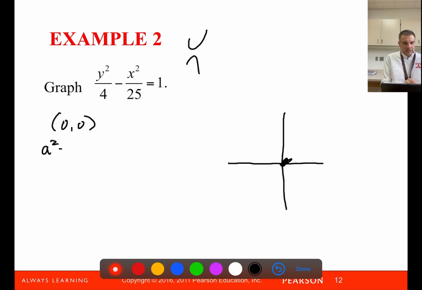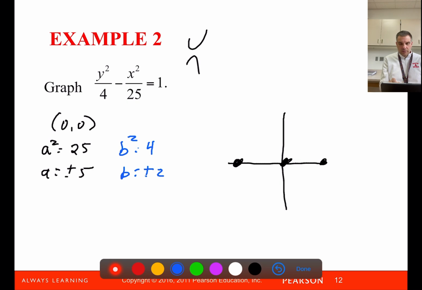A squared is equal to 4, or a squared is 25, I guess. So a is equal to plus or minus 5. So the x is underneath my a. So I'm going to move 5 units to the left and 5 units to the right, and I'm going to put dots. B squared is equal to 4. So b is equal to plus or minus 2. So I'm going to go 2 and 2.